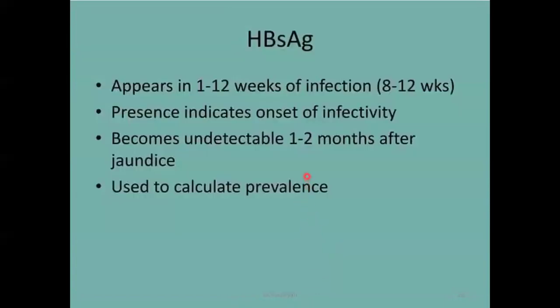I hope we have understood this point: it becomes undetectable 1 to 2 months after jaundice. We have known the reason. And one thing about hepatitis B surface antigen is that it indicates the presence of the virus. So if it's positive, you know that this person is infected. Remember I said it is the hallmark of the infection. But it does not necessarily indicate replication. So you might have the HBS antigen, but that does not indicate that viruses are replicating in your hepatocytes.